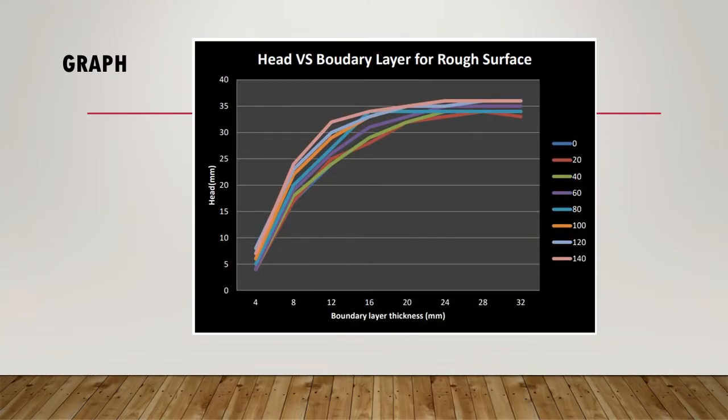And here we can see the graph for the head versus boundary layer for the rough surface, and noticeably we can see that the graph for the rough surface is quite erratic compared to the smooth surface. This is due to the different coefficient.